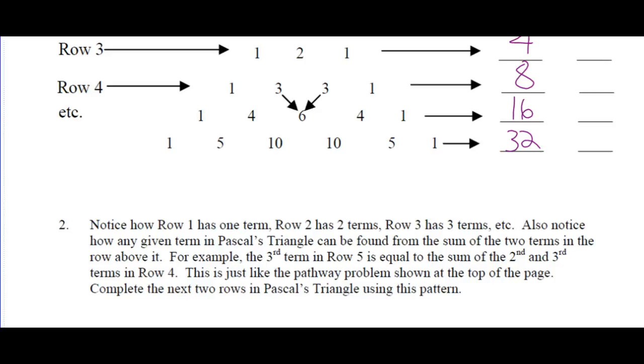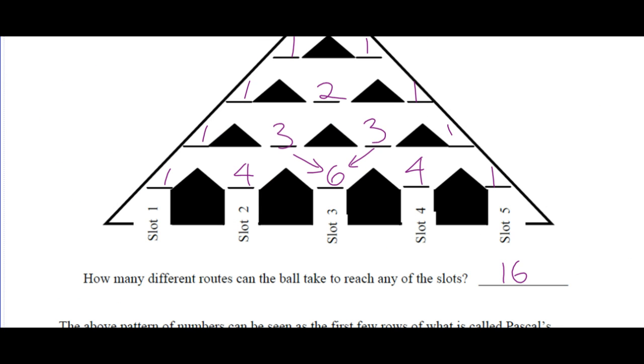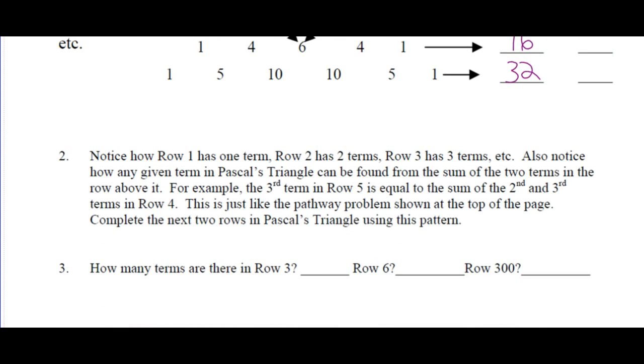Also, notice how any given term in Pascal's triangle can be found from the sum of the 2 terms in the row above it. For example, the third term in row 5, so here's row 5, and this is 1, 2, this is the third term, is the sum of the second and the third terms in row 4. This is just like the pathway problem shown at the top of the page, right? So I drew arrows in as if it's the arrows that are down below.